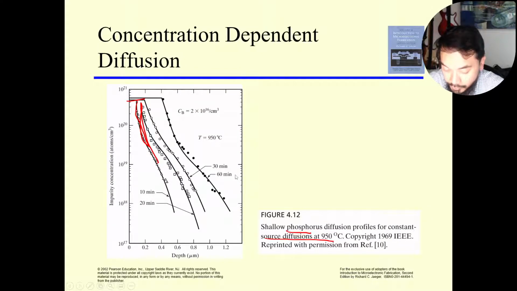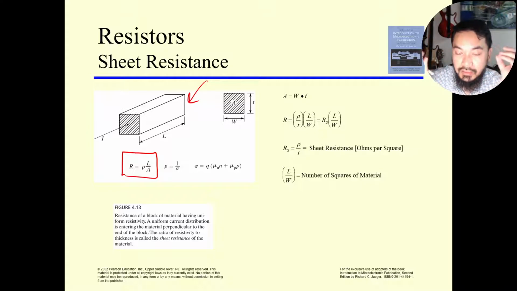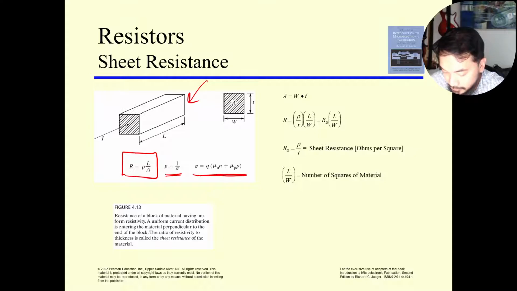So we have finished with diffusion, and the rest of the chapter looks at sheet resistance. I think this is very straightforward. You know what sheet resistance is. If you do not know, you have to read it up again. Basically, this is the equation that describes resistance. If you have a material like this, resistance is rho, the resistivity, times length over A. So the larger the cross-sectional area, the lower the resistance, and vice versa. Resistivity is the reciprocal of conductivity, and conductivity is given by this equation here.